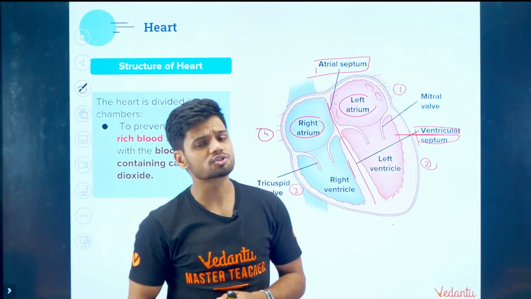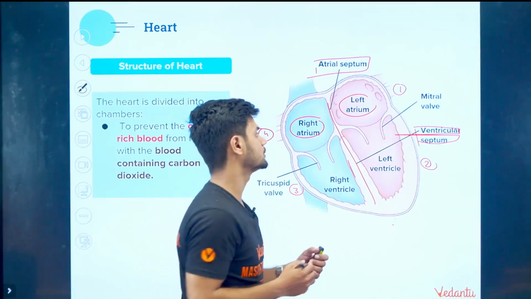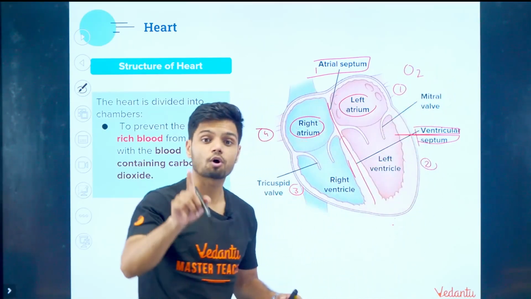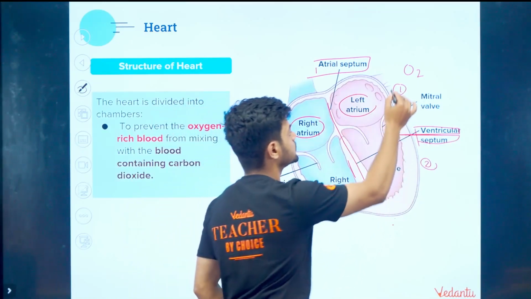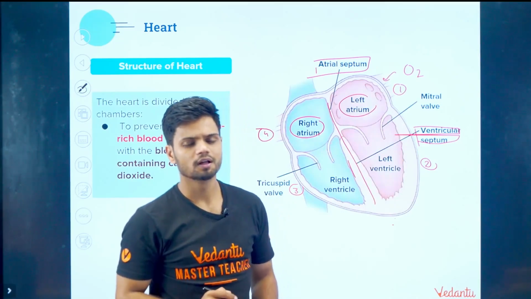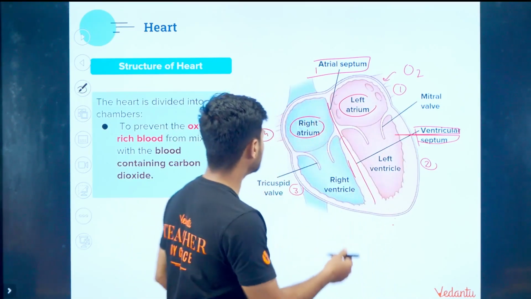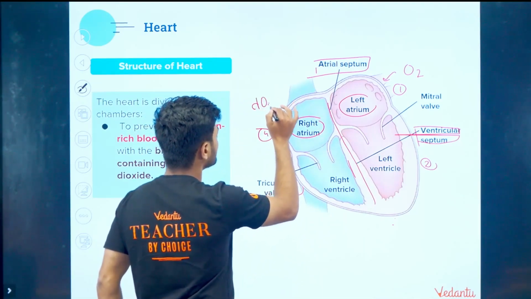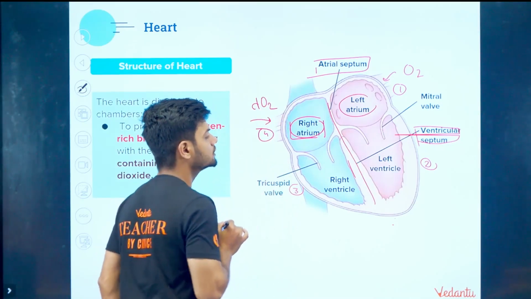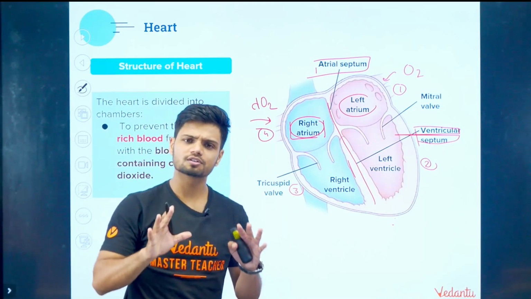Now what is this oxygenated blood and deoxygenated blood? Where do they enter from? Listen to me very carefully. Your oxygenated blood, the blood which has oxygen in it, enters into the left atrium. Very important point. So what about deoxygenated blood? How does it enter inside the heart? The deoxygenated blood enters into the heart through the right atrium. That is the first basic thing you need to know.